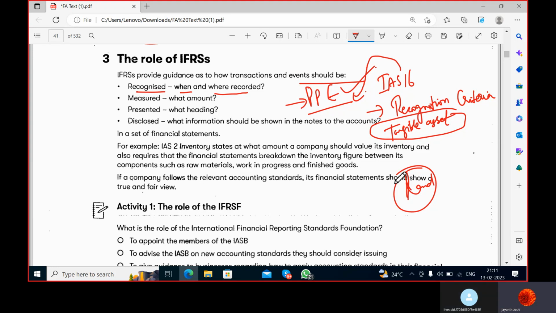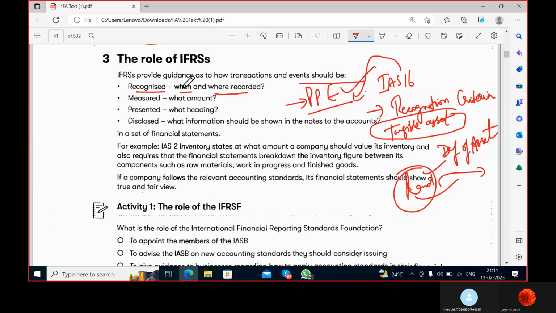Because it gives you some economic benefits in the future, correct? Yes, sir. So why are you recognizing it as a tangible asset? Because it satisfies the definition of asset. Am I right? Yes, sir. Since it satisfies the definition of asset, it is an asset. And since it is an asset, it should be recorded in the asset side of the balance sheet. Am I right? Right, sir. So that is what the recognition criteria tells.